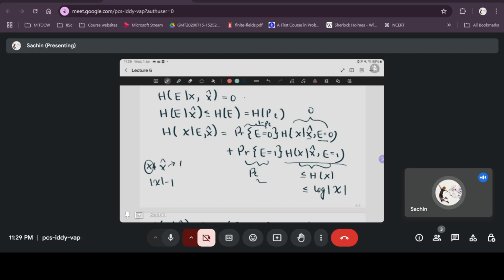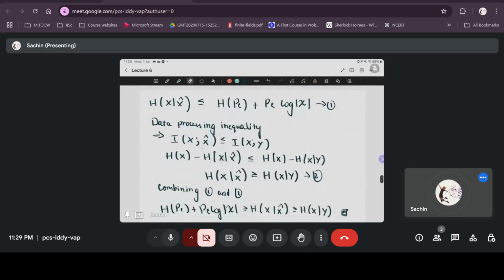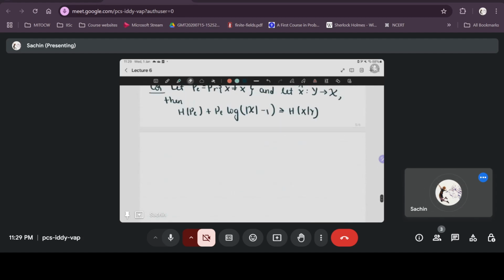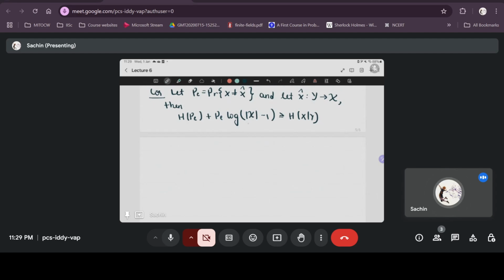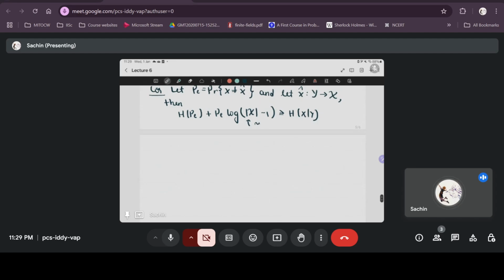So x hat has taken some value, so there are only script x minus 1 values left which x can take, because the indicator is 1. So the entropy of x will be upper bounded by log of this cardinality of x minus 1. So you can replace p log mod x by p log of mod x minus 1. If mod x is a large quantity, that is, if the alphabet is very large, then this doesn't impact it much. It will be approximately the same. But for small alphabets, this minus 1 will give a slight reduction. So it will give a slightly better estimate.